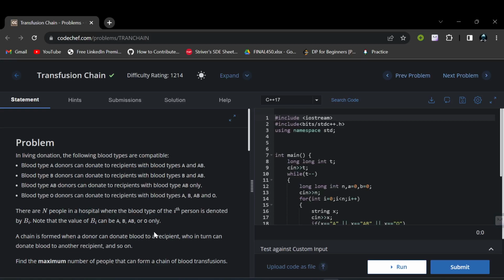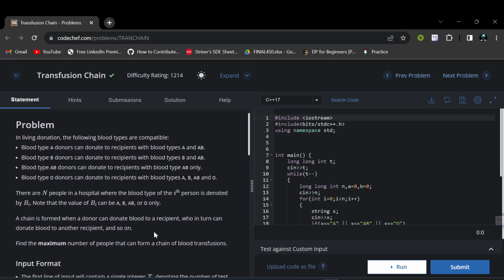A donors can donate to recipients with blood type A and AB. B can donate to B and AB. AB can only donate to AB, and O are universal donors who can donate to A, B, AB as well as O. There are n people in a hospital where the blood type of the ith person is denoted by Bi. Note that Bi can be A, B, AB or O only.